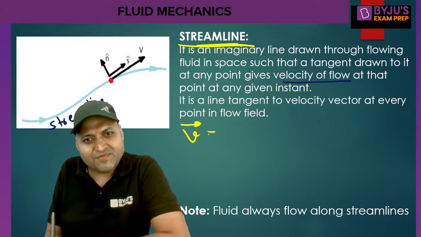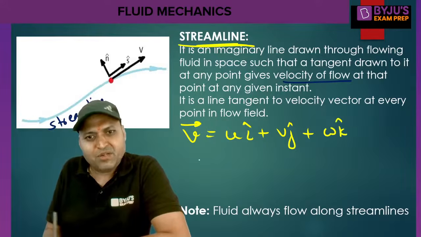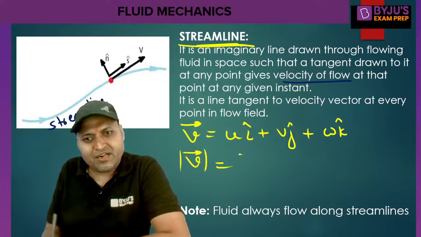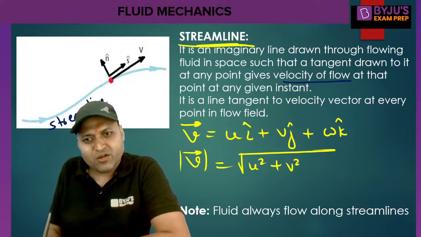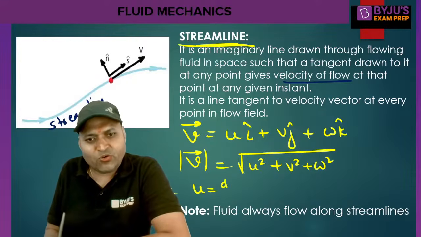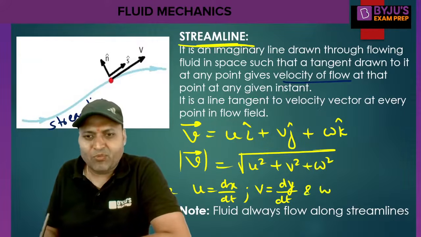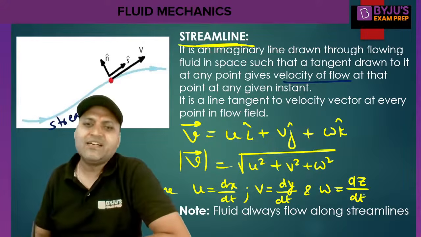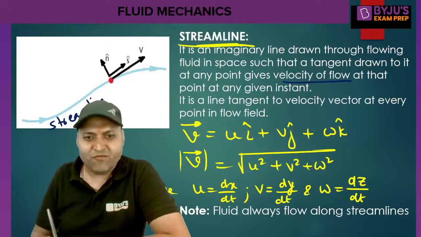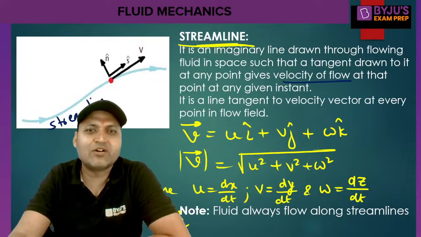What is the velocity vector? That is given by u i cap plus v j cap plus w k cap. What is the magnitude of velocity? It is under root of u square plus v square plus w square, where u is equal to dx by dt, v is equal to dy by dt, and w is equal to dz by dt. These are the components of velocity in x, y and z direction respectively. The fluid always flows along the streamline.